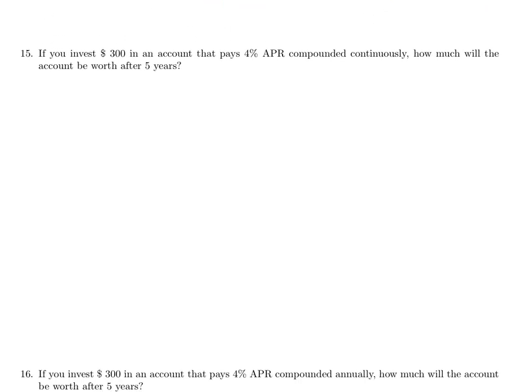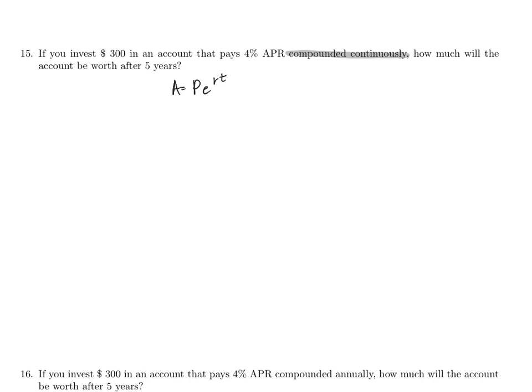Number 15. If you invest $300 in an account that pays 4% APR compounded continuously, so that's an important part so you know which formula to use, how much will the account be worth after 5 years? So if it's compounded continuously, your formula is going to be A equals P times e to the rt. Remember, A is the amount at the end, P is the principal, e stands for a number, r is the rate, and t is the time in years.